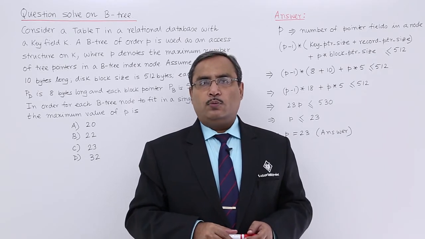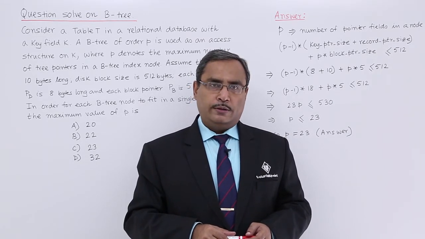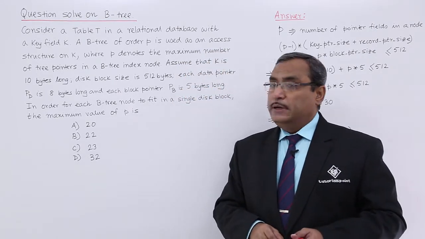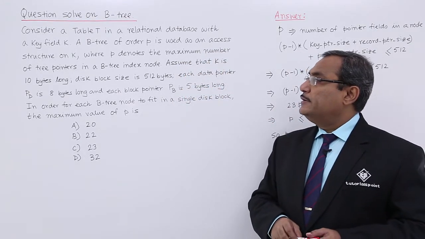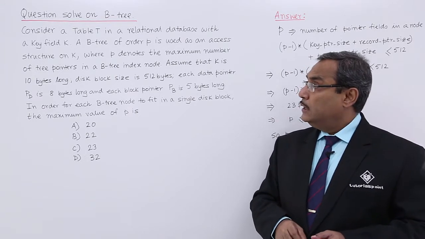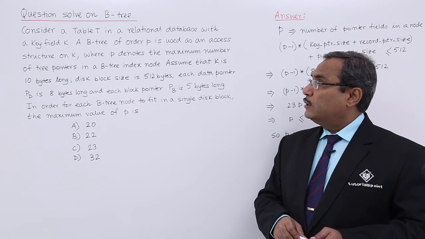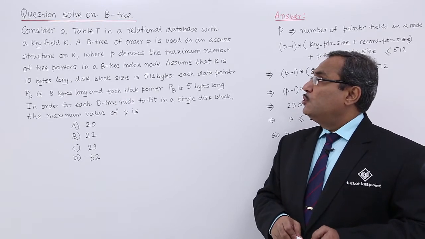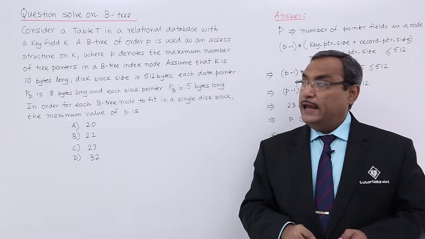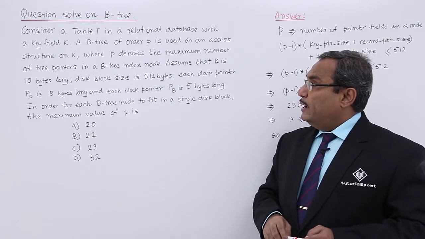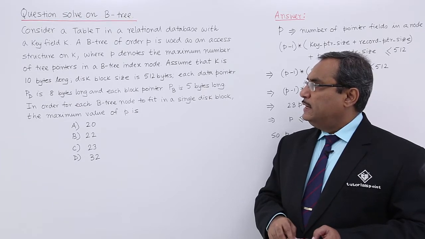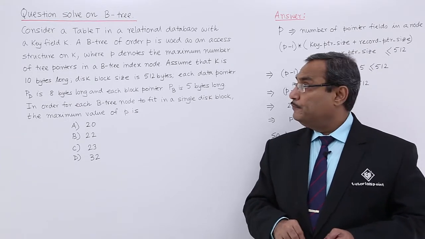We are going to solve one problem on B tree. So here is the problem for us. Consider a table T in a relational database with a key field K. A B tree of order P is used as an access structure on K, where P denotes the maximum number of tree pointers in a B tree index node.